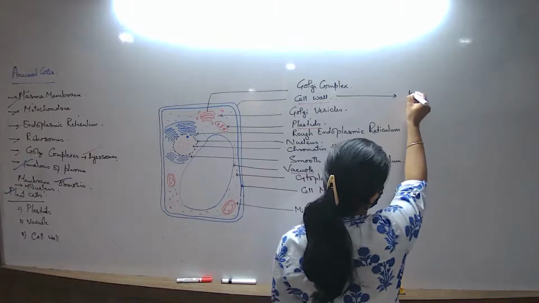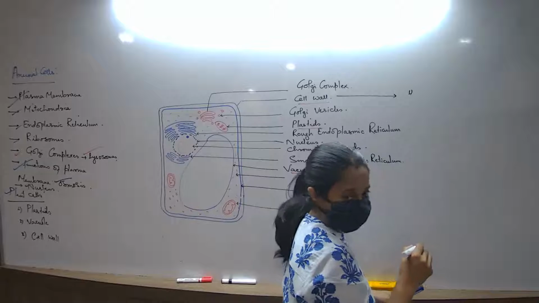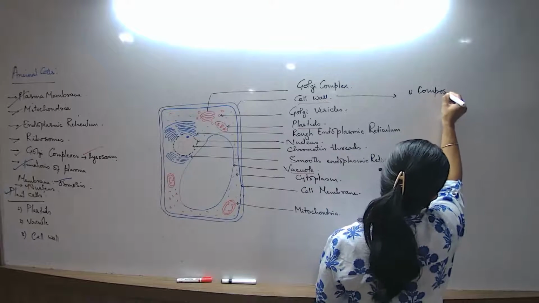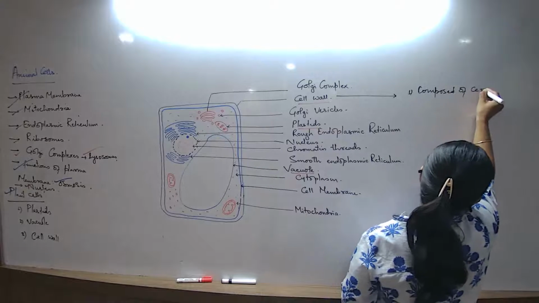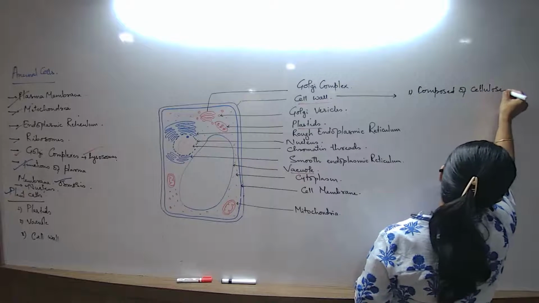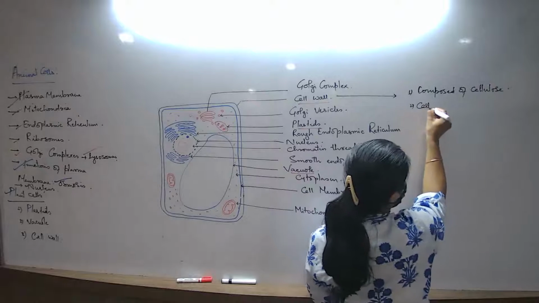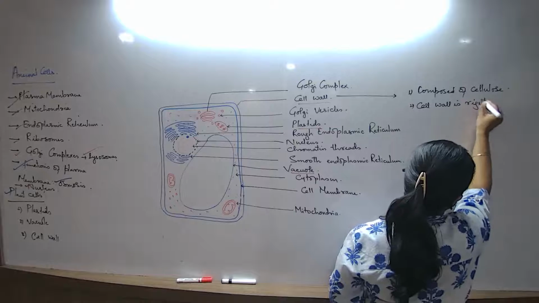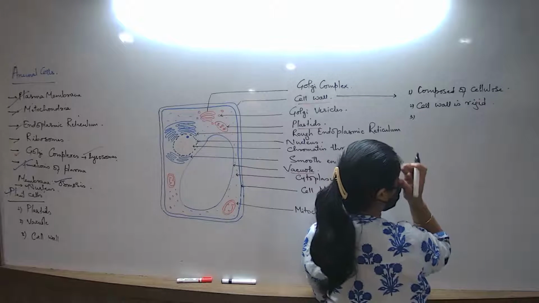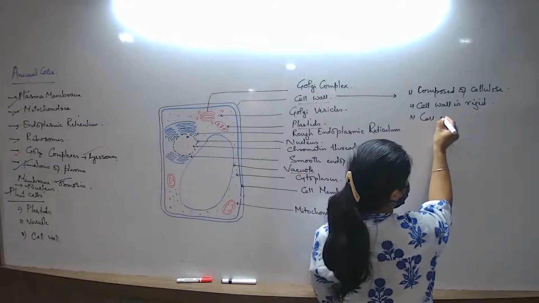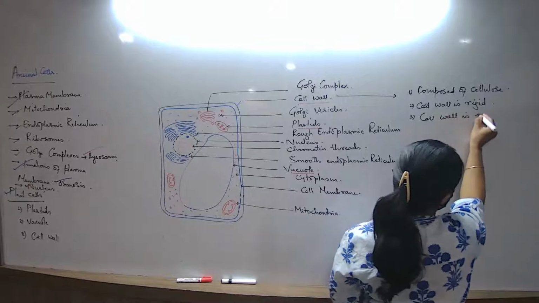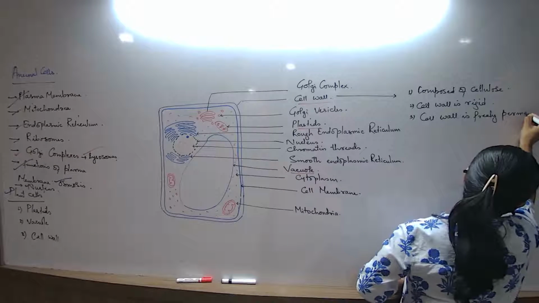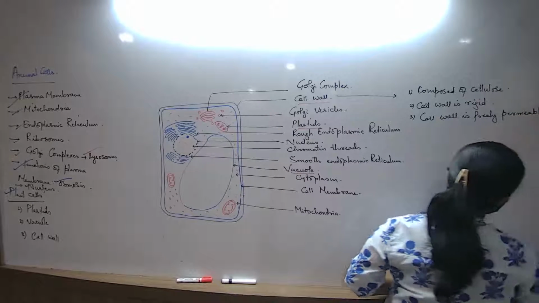Cell wall. What are some of the properties of the cell wall that we should know? Structure, function. Cell wall composed of cellulose. The cell wall is rigid. Third property of the cell wall is the cell wall is freely permeable.